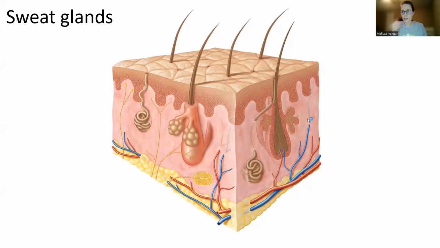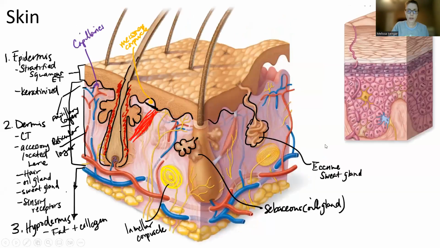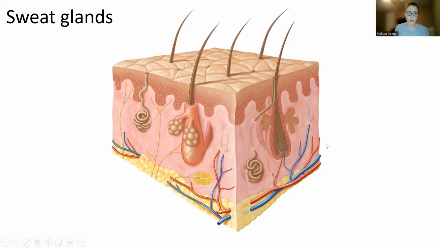Let's do this. Next, let's look at sweat glands. We did already look at everything in the reticular layer, but we're going to look at everything specifically. There are two types of sweat glands that you need to be aware of and understand. Those two types are, one, here you have an eccrine gland.